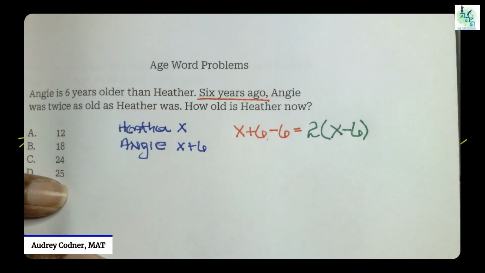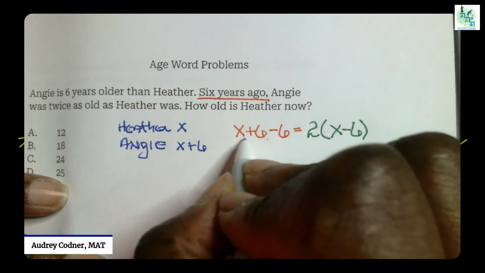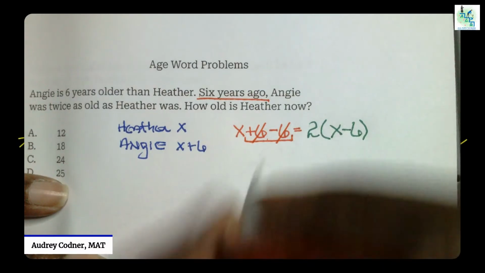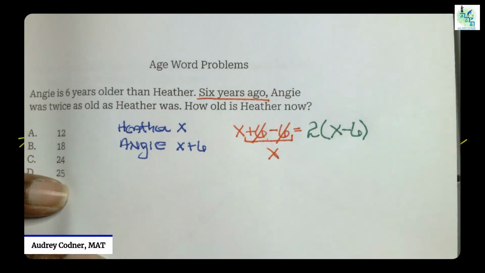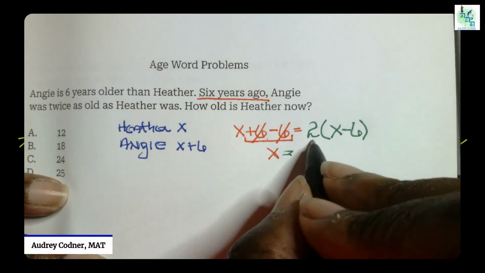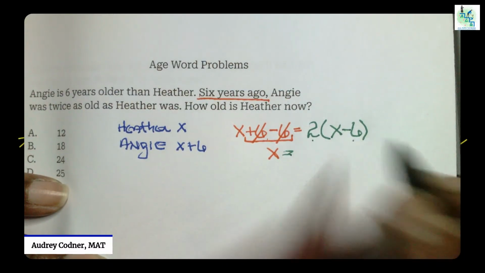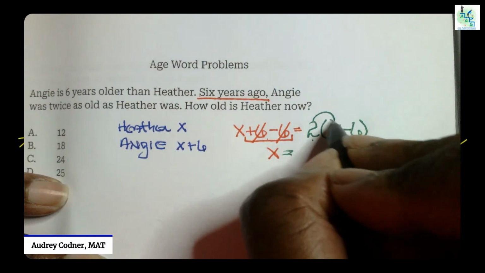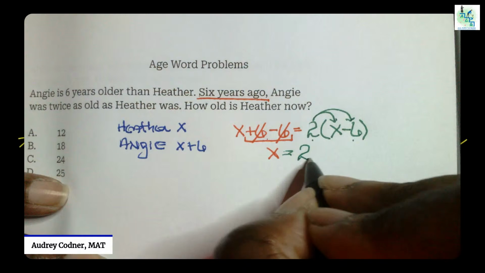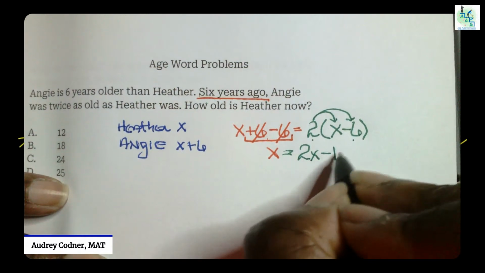So now we've got ourselves set up. If you take a look here, we have a positive 6 and a negative 6. Those two cancel out and give us straight x. Now equals, and we have 2 times x minus 6. Here we can distribute, so that will give us 2x minus 12.